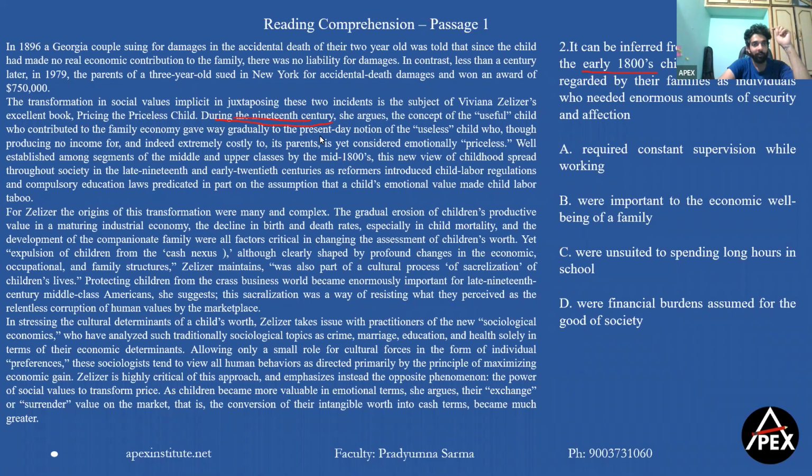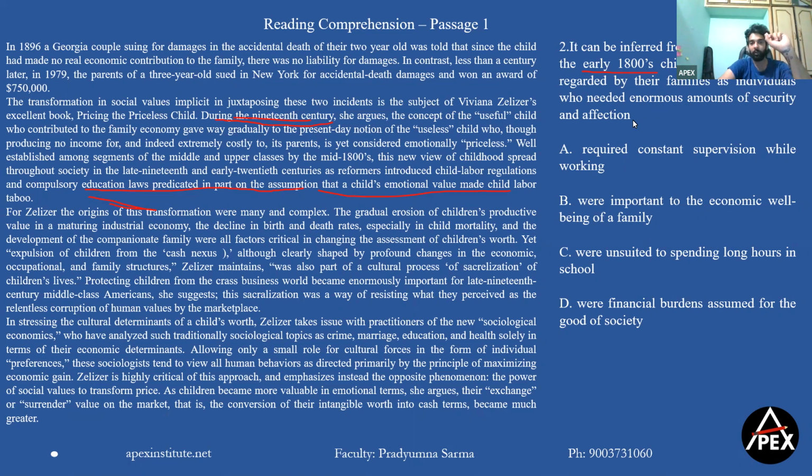No, but why would he talk about this over here in that case? That by the mid 1800s, this new view of childhood throughout the late 19th century and early 20th centuries, reform introduced child labor regulations and compulsory education laws. Okay, all right. So we have to look at this part. So it can be inferred that in the early 1800s, children were generally regarded by their family as individuals who needed enormous amount of security and affection.